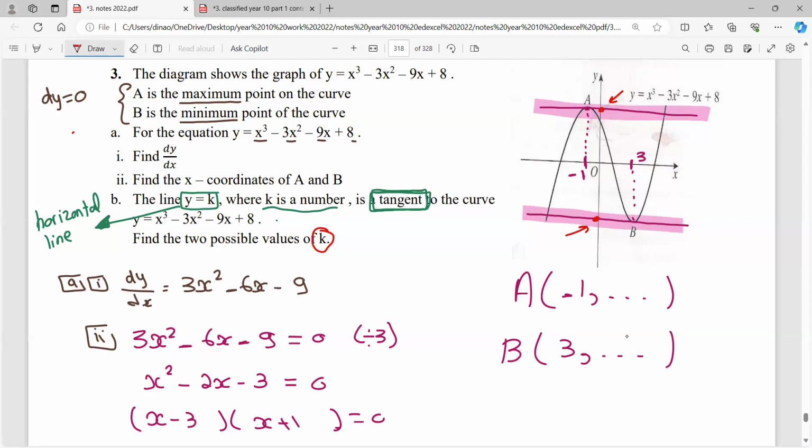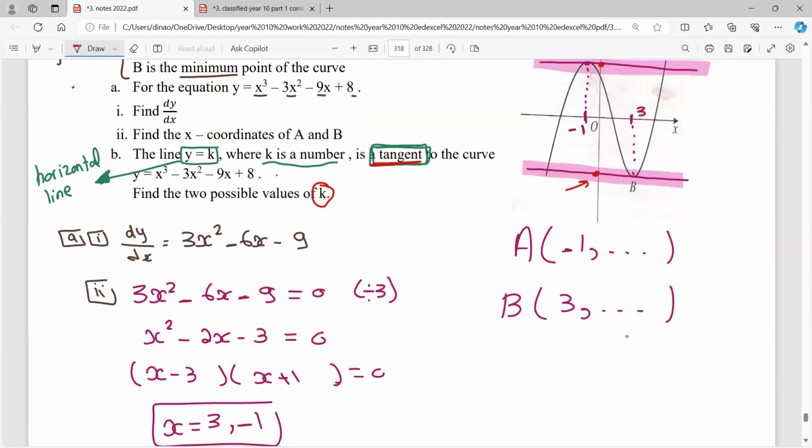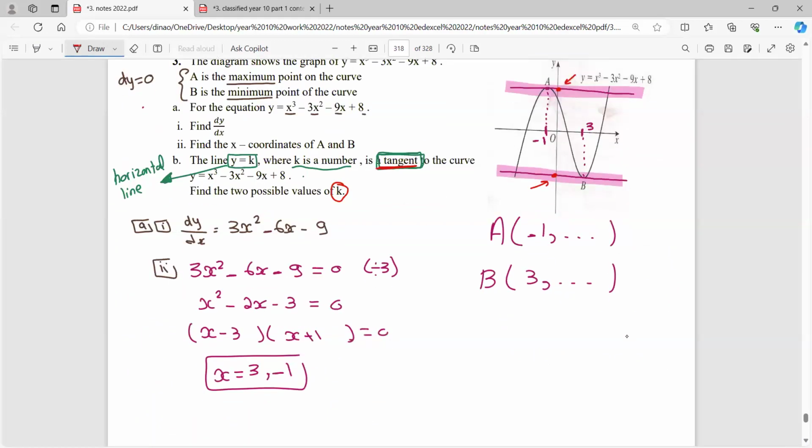How did I confirm that the highlighted pink are the required lines? Because it said tangents, and these are the only possible tangents that could be drawn. Okay? So now we will solve here. And after that, what will we do?